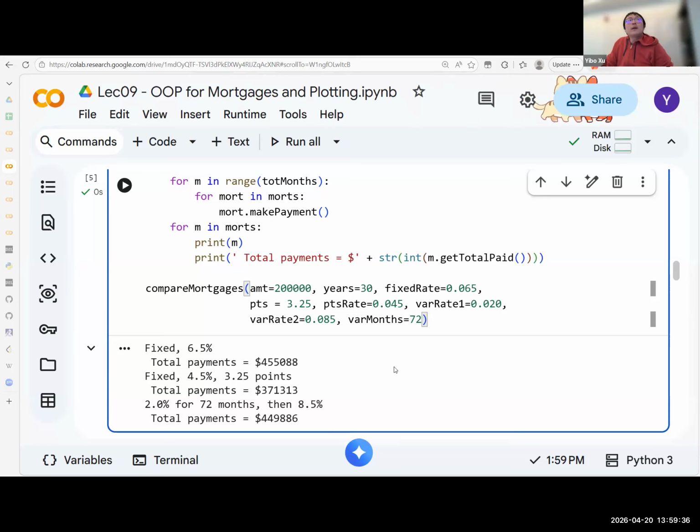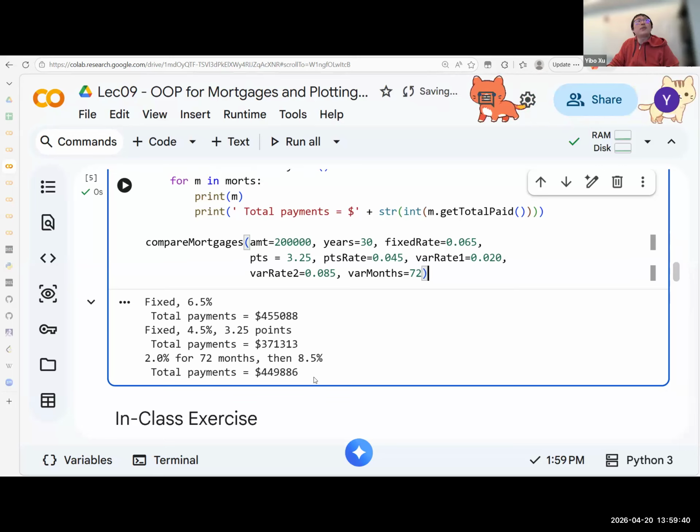But now, still, I would say, although it can successfully compute the stuff, the downside here is that if you want to compare, you certainly would want to compare a little bit more features other than just the total payments or extracting certain attributes from the three loans, right?